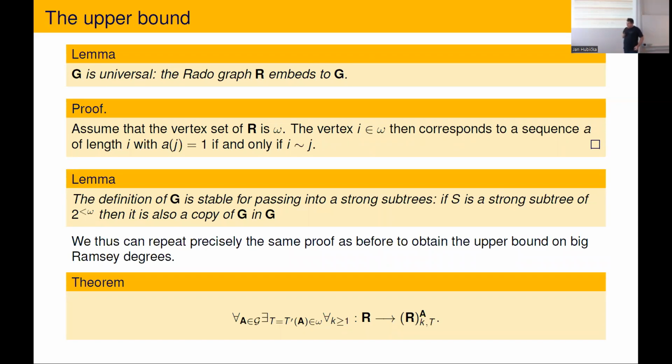The other thing is that this definition of the edge is stable under passing to a strong subtree. That means that if you have a tree and a strong subtree, you can think of it as an embedding of the tree inside the tree. This embedding also happens to be a graph embedding on this definition of edges, because the strong subtree preserves the levels and what happens on the levels. So it preserves the definition of edge and non-edge. And then you can repeat the same proof as invented by Laver in the 60s, and you are able to prove the upper bound theorem for graphs.